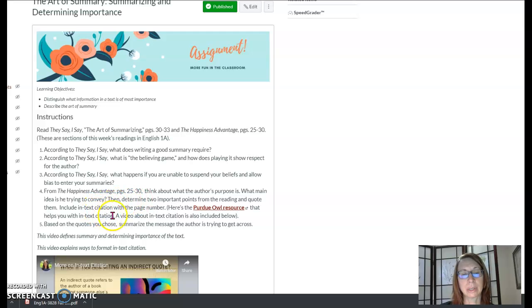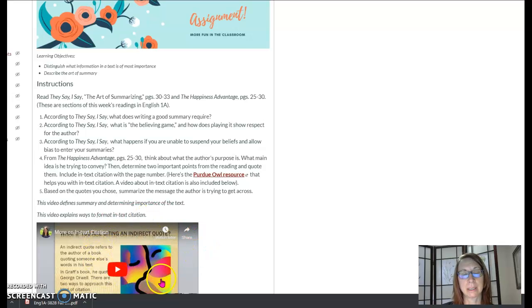And then next, you can determine 2 important points from the reading based on what you think that main idea is. I'd also like you to include in-text citation with the page number with those quotes that you pull from there. And there's a resource here on how to do that, as well as a video that talks about in-text citation if you need a reminder.